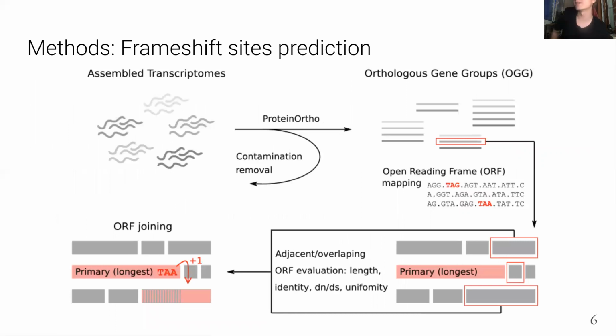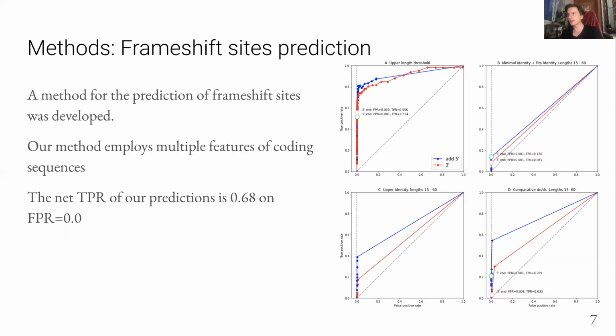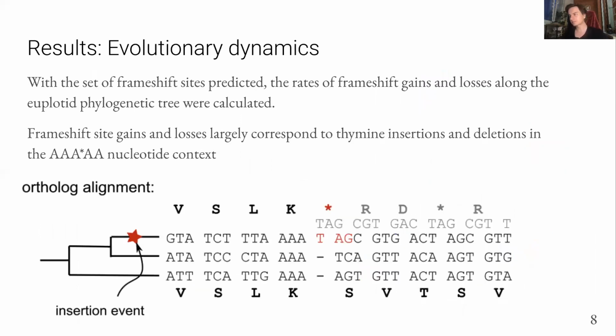So we have developed an algorithm that is able to very efficiently find the frame shifting sites and to find coding sequences generally in these situations when you have abundant frame shifting. It is very specific and very precise. It has a TPR of approximately 70% at an FPR of 0.